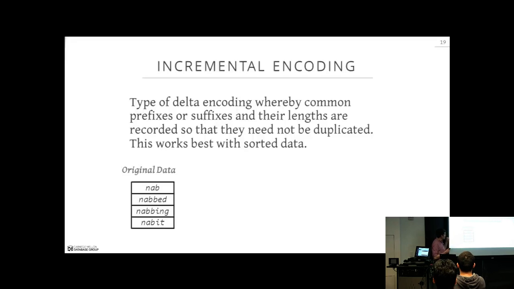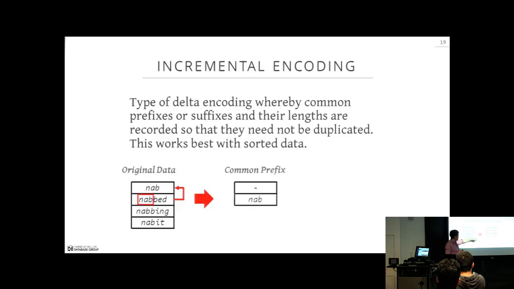So the first thing I'm going to do is compute the common prefix from one entry to the next. In the very beginning for this first guy here, nab, there's nothing that came before it, so I just keep a marker that says this is my base value. Then I go to the next guy, nabbed, and I ask, what part of nab can be found in the beginning of nabbed? And it's obviously the first three characters, so I would store my common prefix as that. And you do this down the line for each one, comparing with the guy above it.